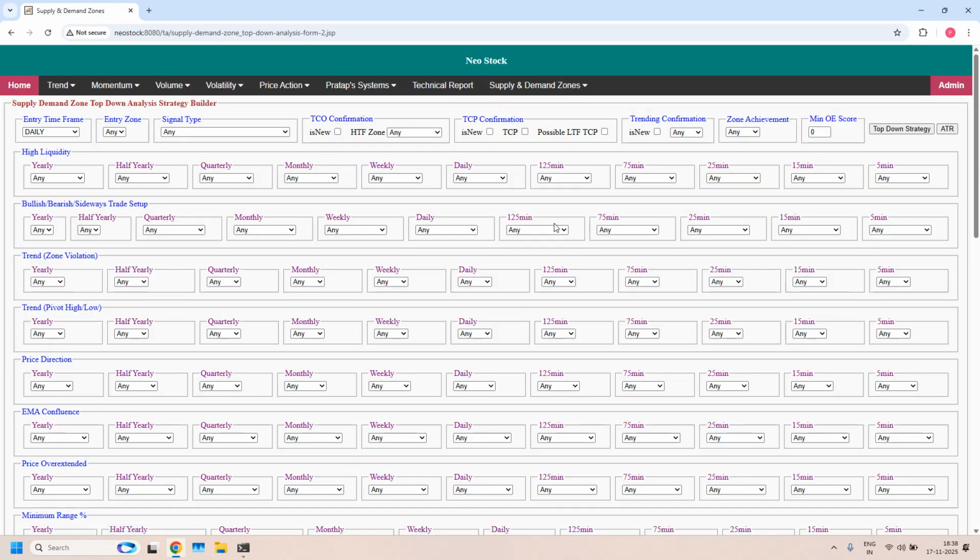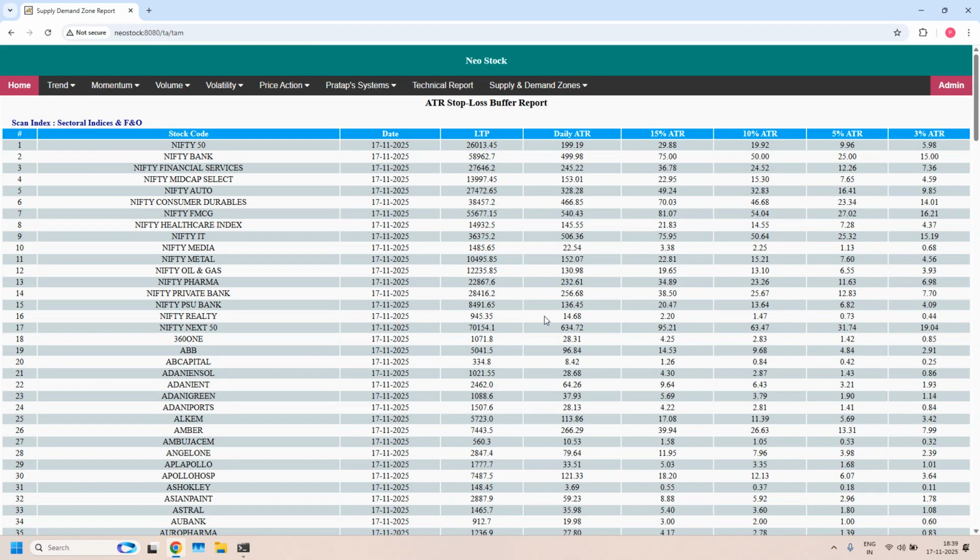Next report, I am generating stop buffers based on daily ATR. So first 17 in this list are indices, remaining all are equity stocks. So I am scrolling the list down. Whichever stock you want to refer, pause the video, study the report. Once you study, you can proceed further.